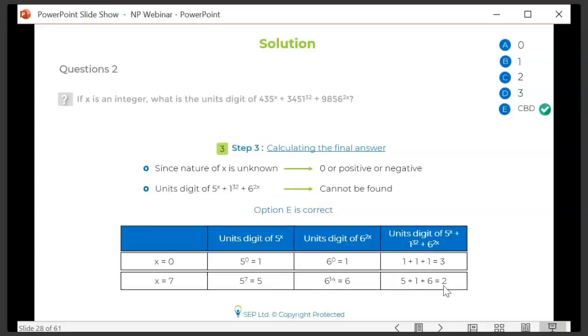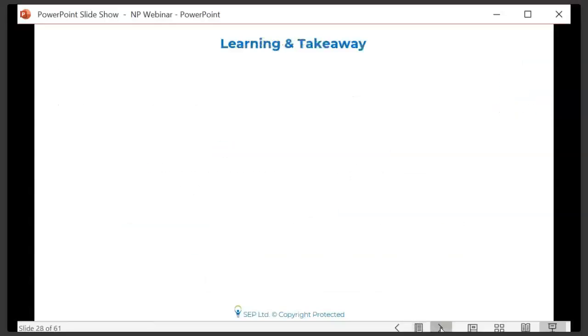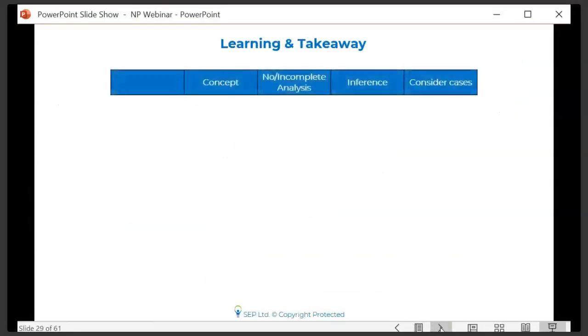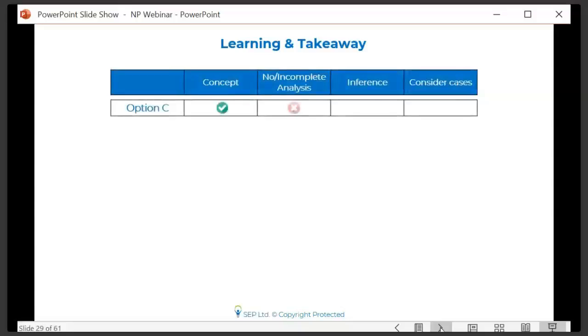So 43% of you marked the answer as C. Whoever marked the answer as C assumed x to be a positive integer. That is the mistake that you made. Write this as a takeaway, and make sure that you never forget this. Those of you who marked answer C, you know your concepts. You know 5 to the power something is 5, 6 to the power something is 6, and all that. But you're not making the right inferences. You do not consider the case when x could be something else apart from a positive integer, right?